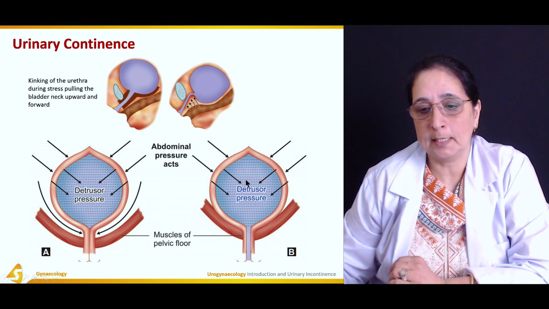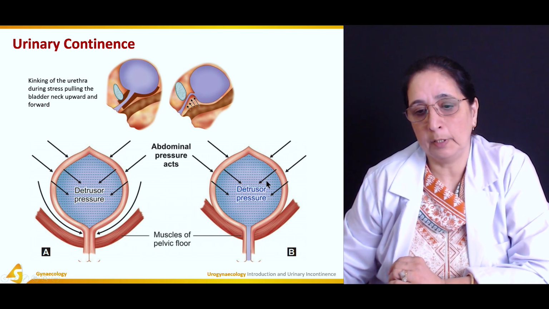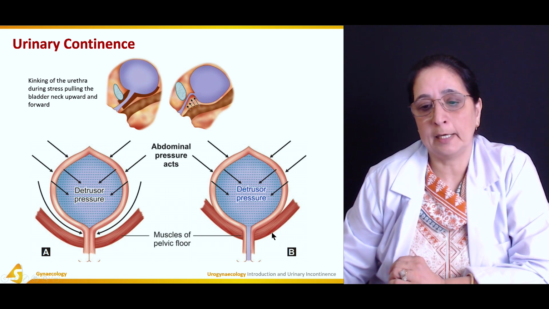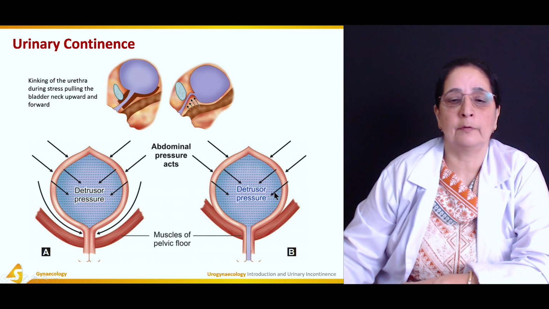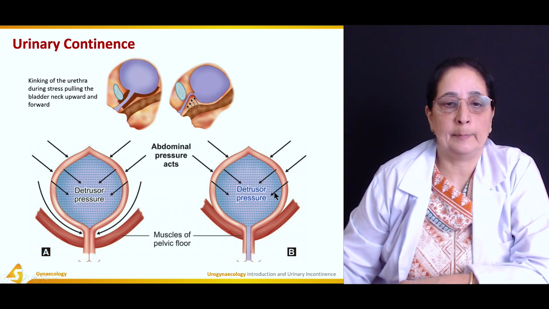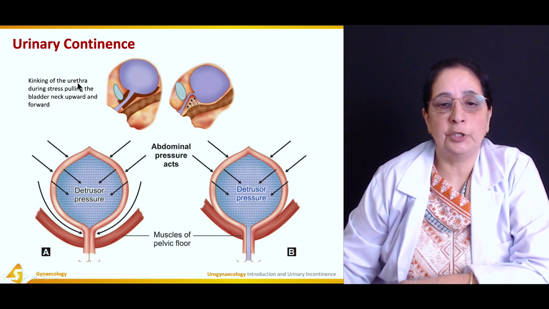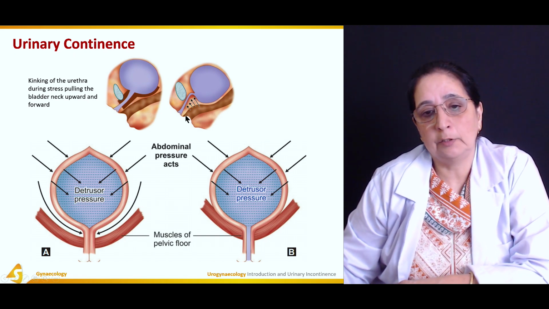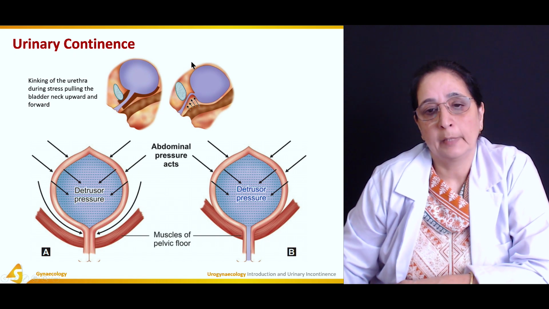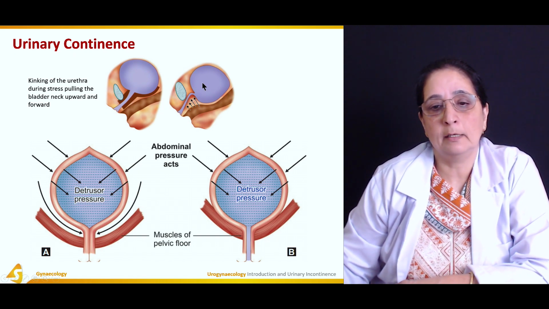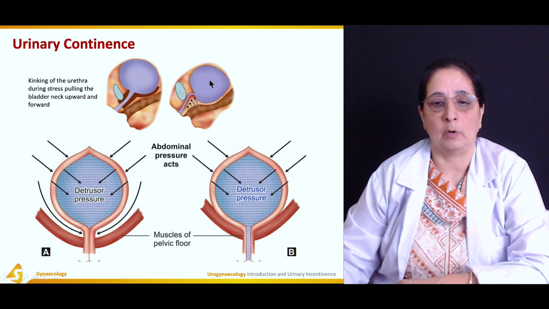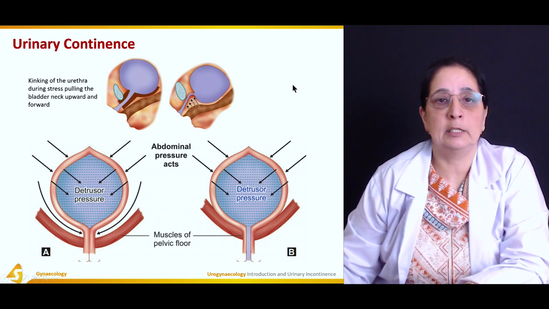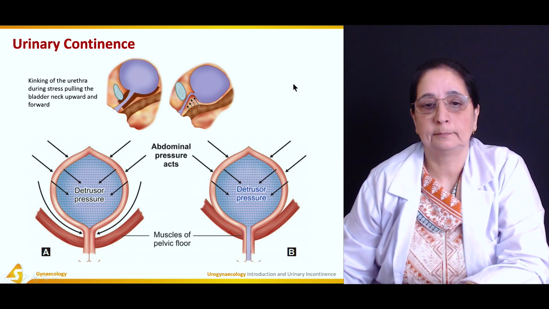Detrusor pressure rises. The muscles of the pelvic floor also elevate and contract, and it causes the process of urination to take place. Then kinking of the urethra. This is the urethra. If the kinking of the urethra takes place, it also elevates the bladder neck upward and forward. So these are some changes that take place, leading to urinary continence.